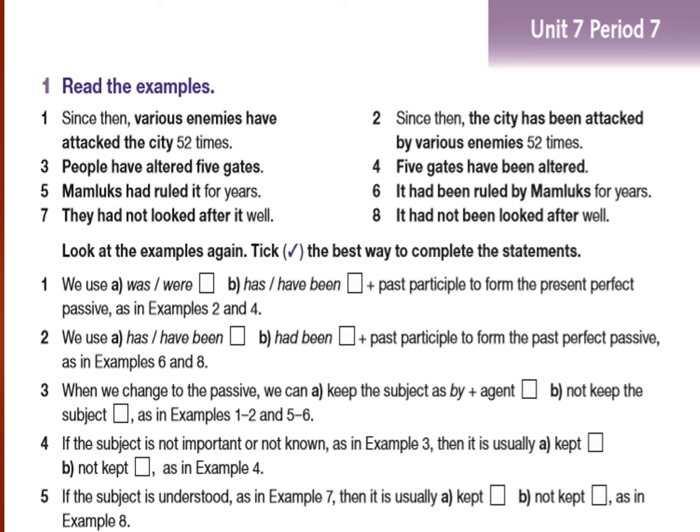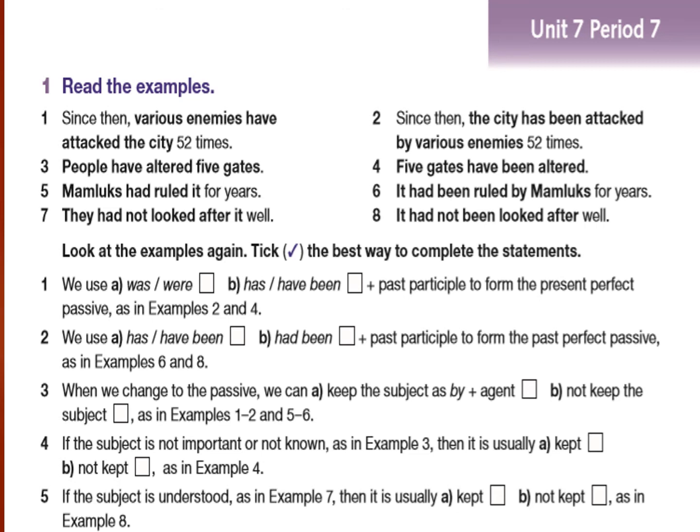Now we will go to example 5 and 6. In this example we have past perfect. I will read example 5. Mamluks had ruled it for years. Yes, the sentence is in the past perfect because we have had plus the past participle ruled. Now, look at example 6.